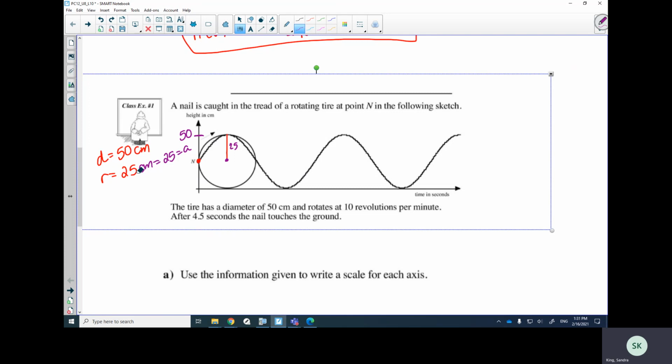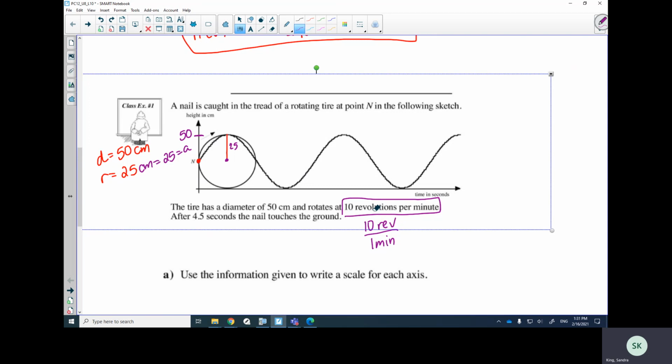graph. Okay, so the tire has a diameter of 15 centimeters. And it rotates 10 revolutions per minute. So we're going to write this down. We're going to figure out what this means. This is going to help with our period. So let's just write this down for a second. 10 revolutions in 1 minute.